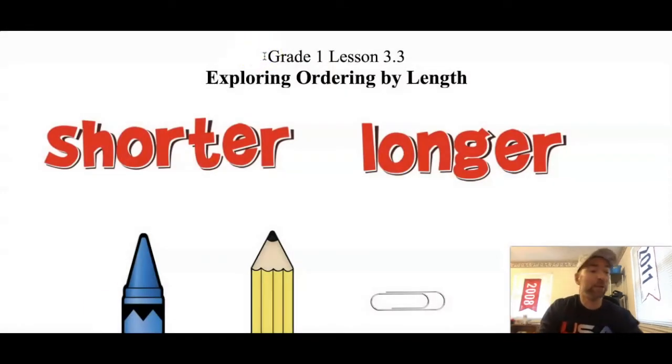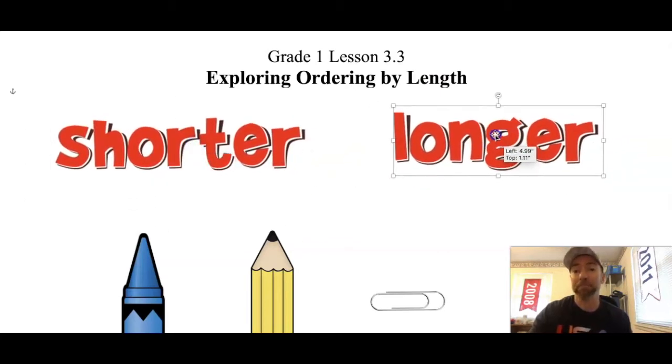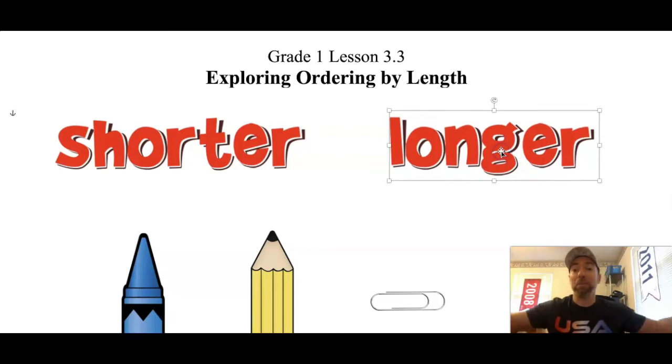Today, we are going to be doing Grade 1, Lesson 3.3, Exploring Ordering by Length. Now, length is how long something is. And today, we're going to be really focusing on two big words, shorter and longer. Shorter kind of has to do with not being as big. But when something is longer, it is going to be bigger. It's going to stretch more.